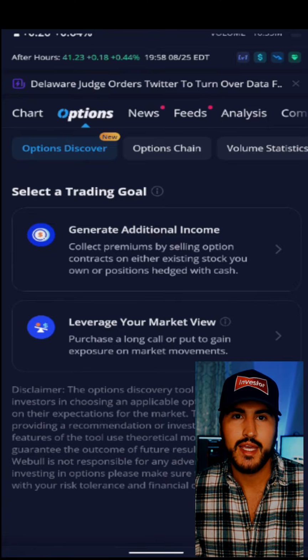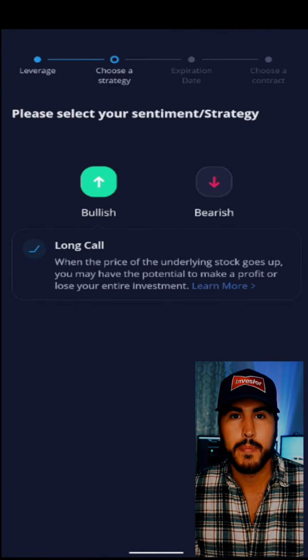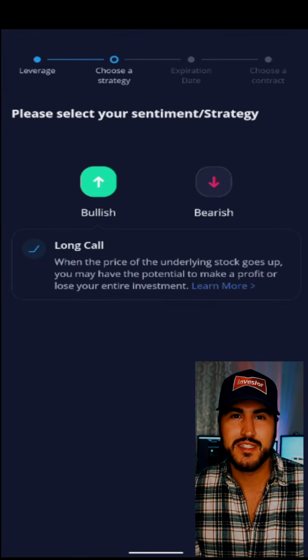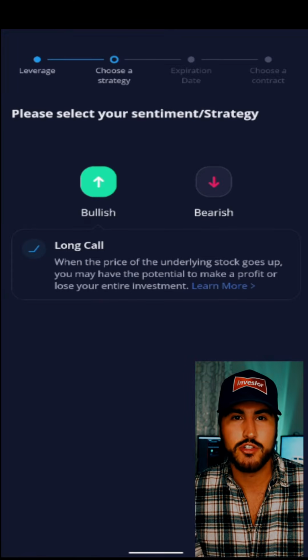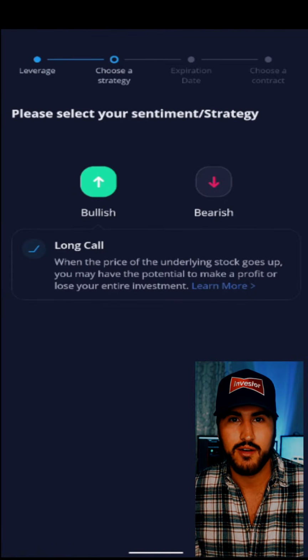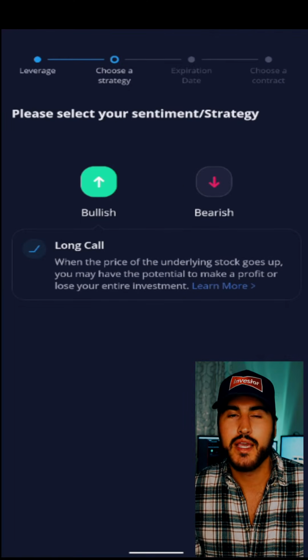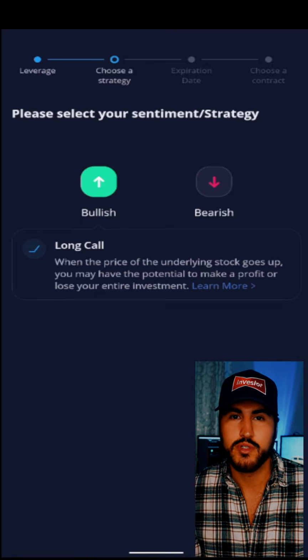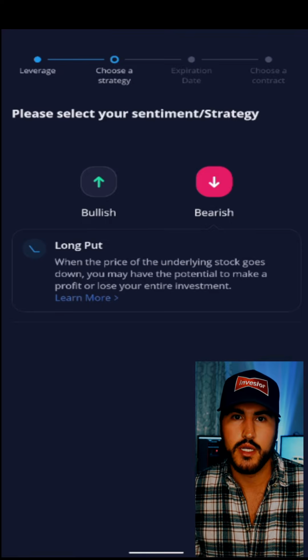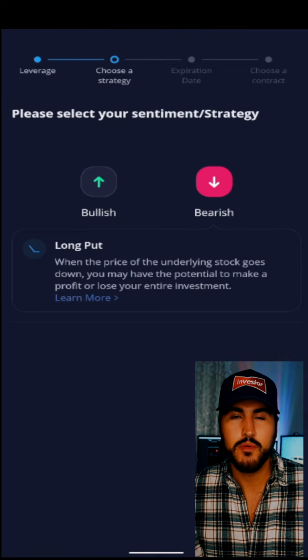If we click on that, it's going to ask you if you're bullish or bearish on the stock. Bullish just means that you think the stock's going to go up. Bearish just means you think the stock is going to go down. Now, if you're bullish, you can buy a call and you can be long a call option. This is just buying a call option because you think the stock is going to go up. And then if you are bearish and you click on the bearish button and you think the stock's going to go down, you can buy a put option and you can be long a put.